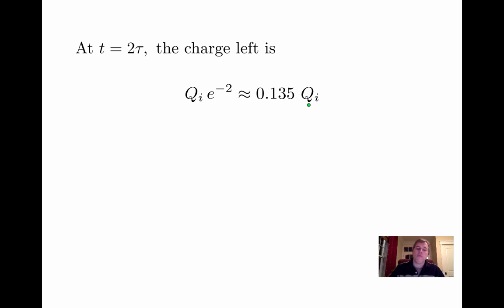So after one time constant, you have 36.8% left. After two time constants, you have about 13.5% left. So it's going down very quickly. And, as expected, it's a decreasing exponential. After 3 time constants, you have only QI times e to the minus 3 left, and that's less than 5% of the initial charge. And you could calculate like that for 4, 5, 6, and any number of time constants you want. So it goes down exponentially.